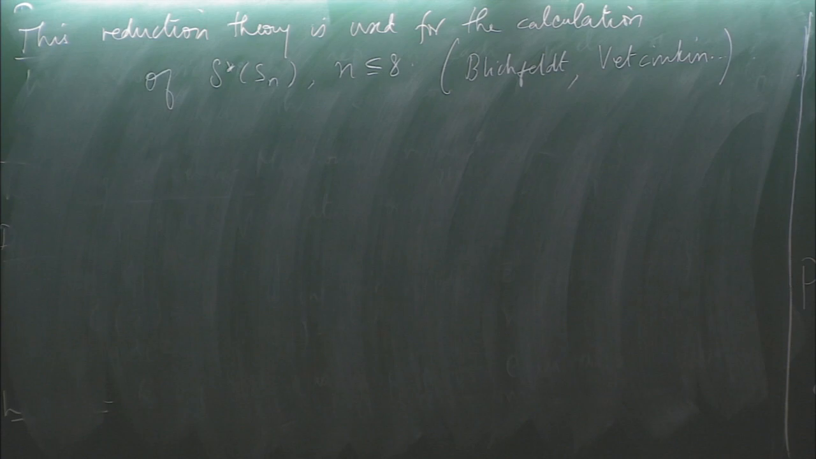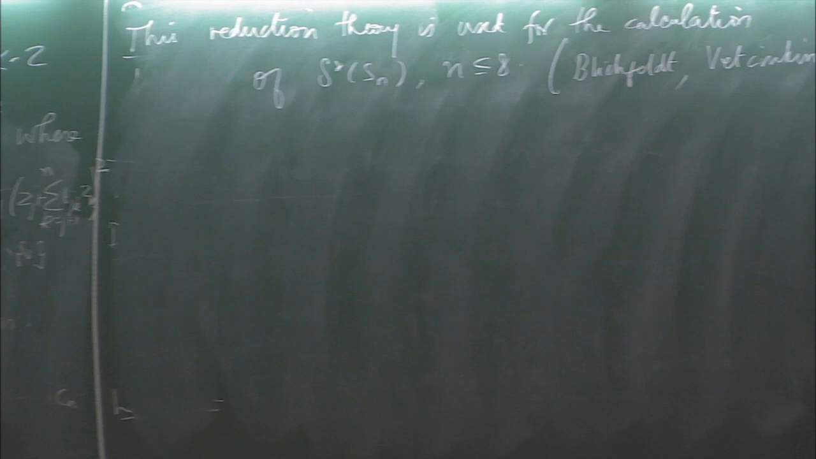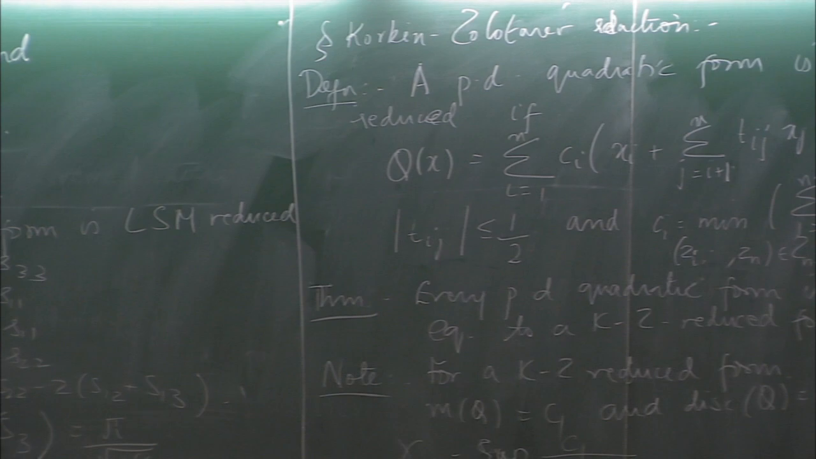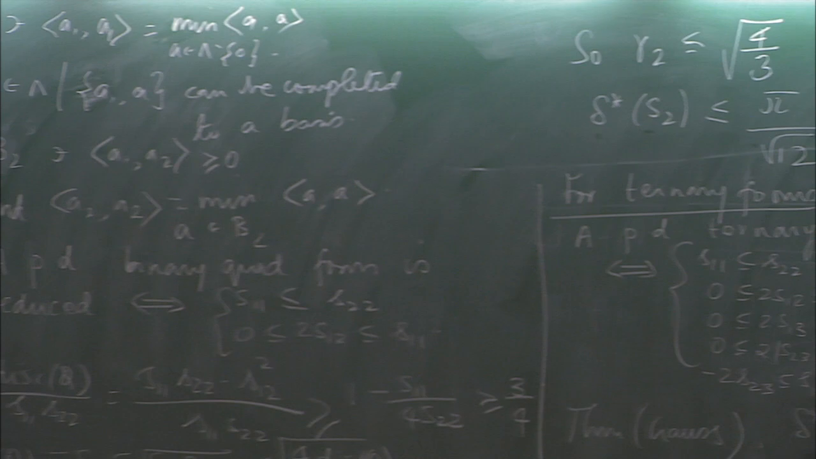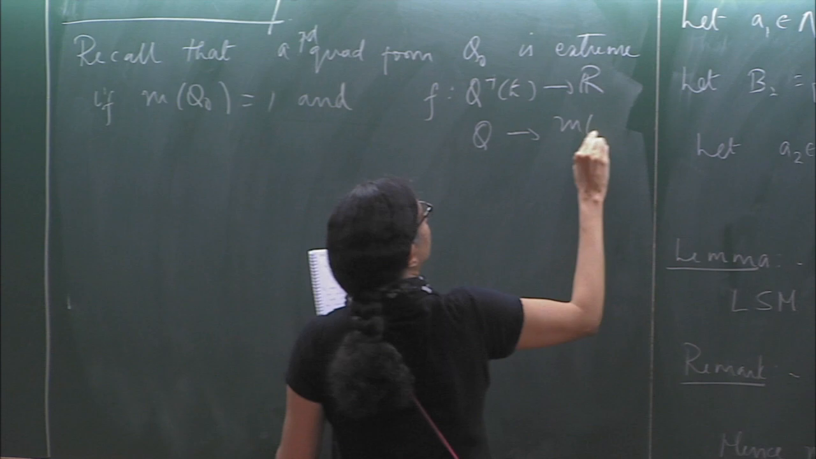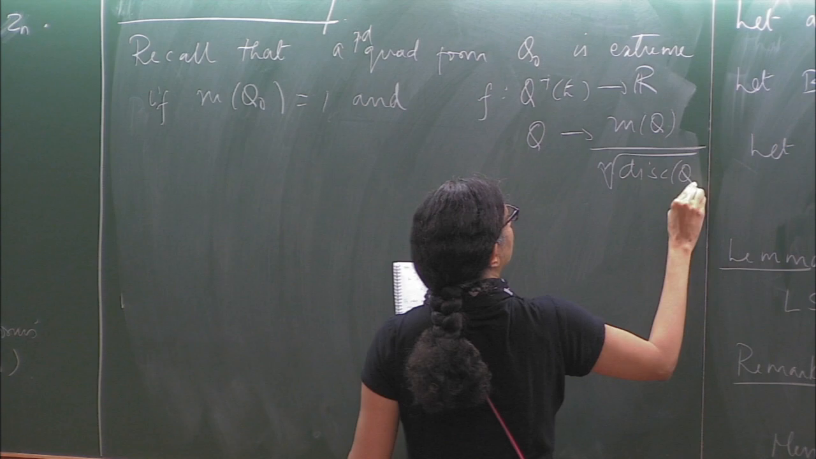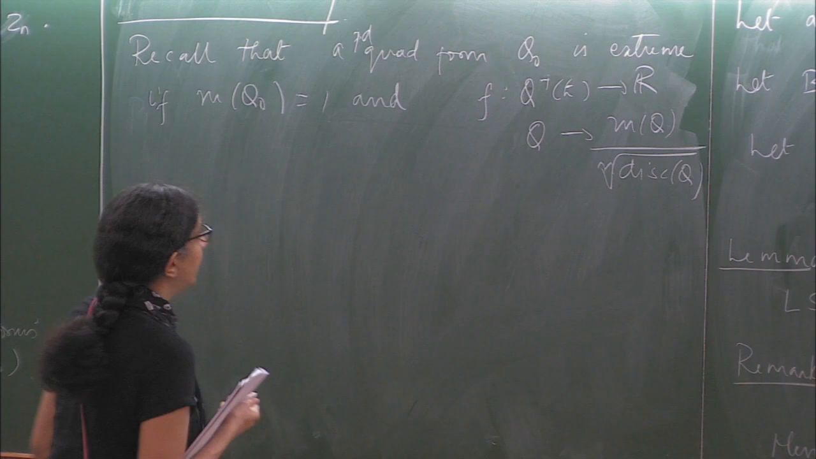Recall that a positive definite quadratic form Q naught is extreme if M of Q naught is 1 and the function attains a local maximum at Q naught. This is how we defined extreme forms.